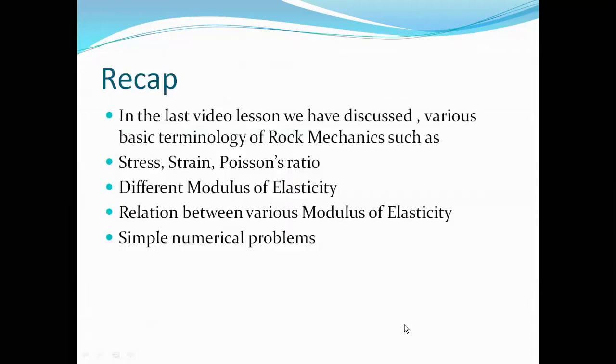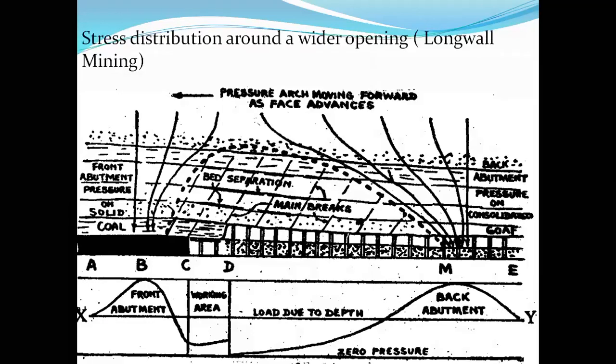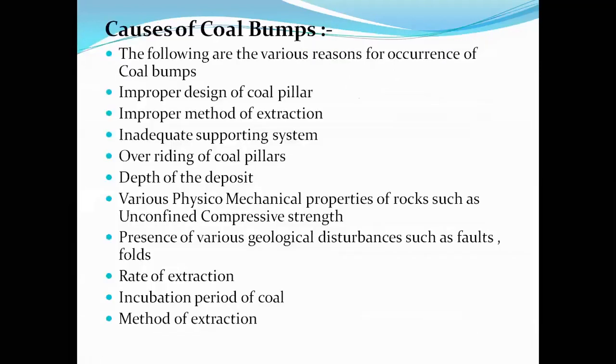This is more proper terminology, mainly in case of wider openings like longwall mining. If you look at here, the complete load will be acting on the front abutment, whereas in case of the rear abutment, the load which will be acting is very less. So the complete load or the stress concentration will be on the front abutment side. So this is the excess of load that will be acting on this abutment, the front end of this opening, that is known as overriding of pillar. So the overriding of pillar is another factor which basically influences the coal bumps.